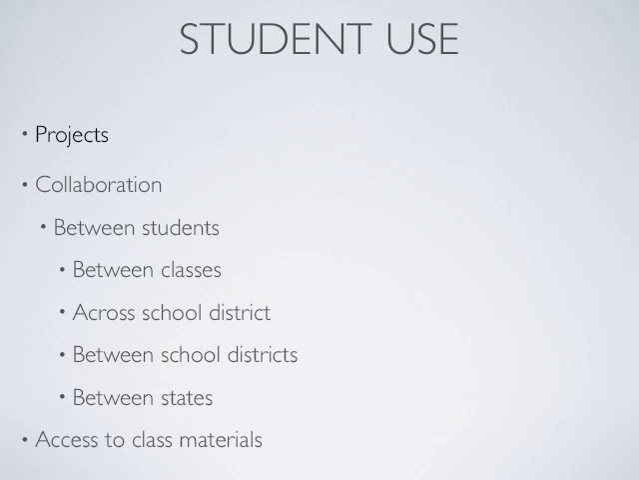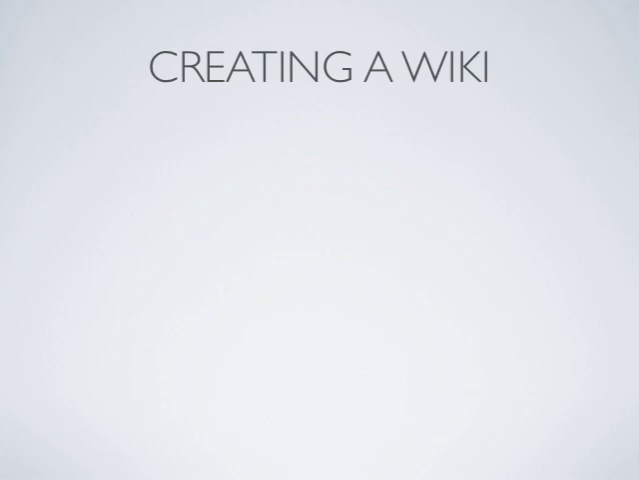So, ideas for how students themselves could use it. If a student created their own wiki, use it to create projects. Again, that collaboration piece is just critical, and it really is one of the outstanding features of a wiki. Collaboration can happen between classes, across districts, across the country, across the world.